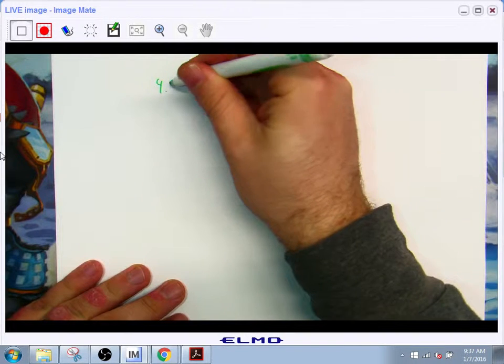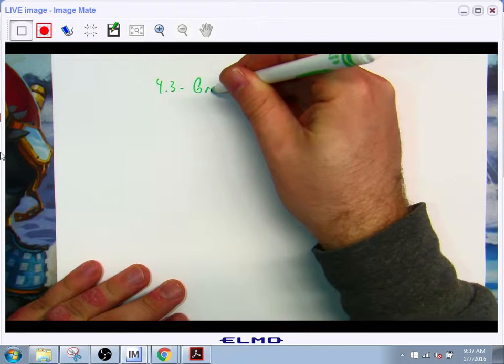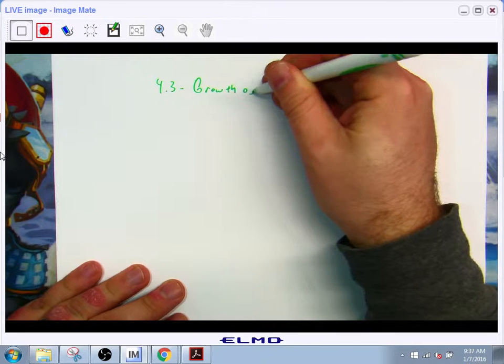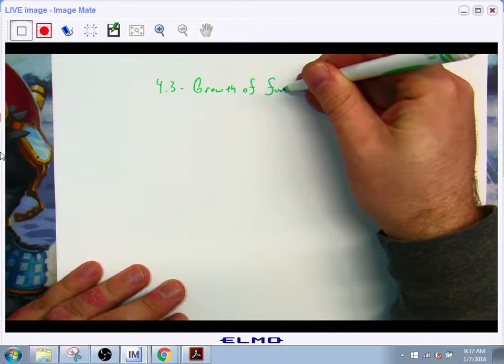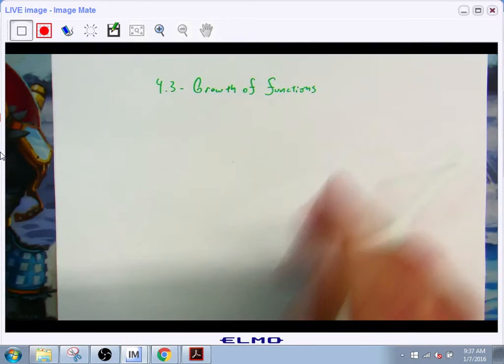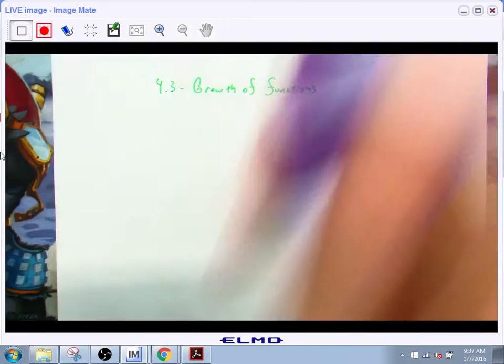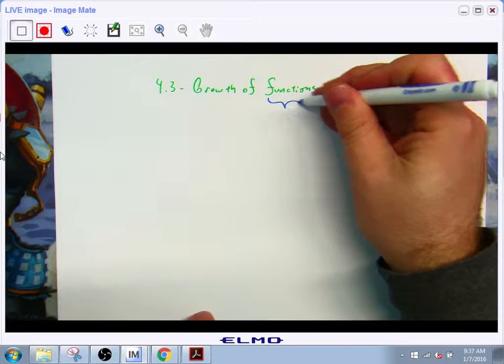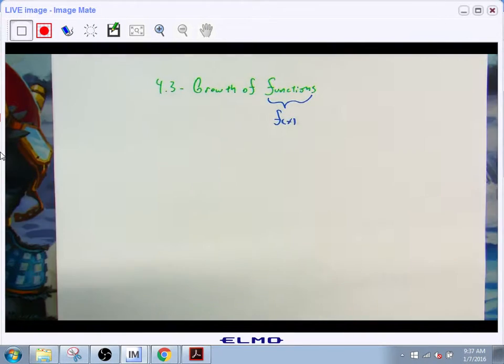Okay, so the first thing I need to cover is called growth of functions. This is our lesson 4.3, growth of functions. Okay, growth of functions, and I often just abbreviate functions by saying f of x. That's pretty much saying the same thing. It's just shorthand for saying functions.